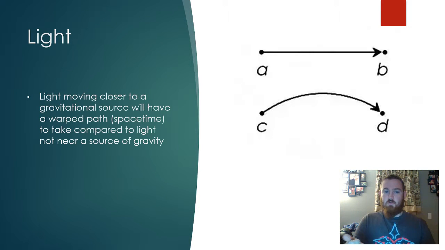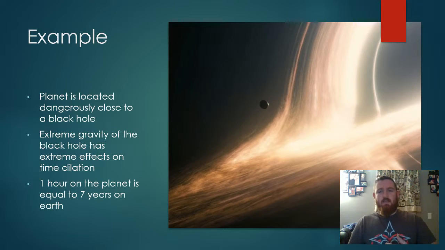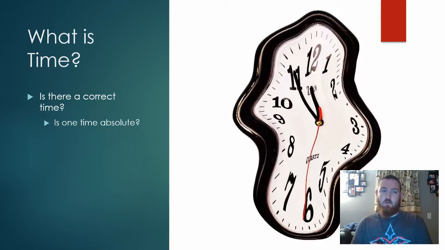So it's going to take light longer to get from C to D than it would from light that's not near a gravitational source. An example of this would be from the movie Interstellar. A planet is located dangerously close to a black hole, and because of this massive gravitational force, extreme gravity of the black hole has extreme effects on time dilation. So in the movie, 1 hour on this planet equals 7 years back on Earth.